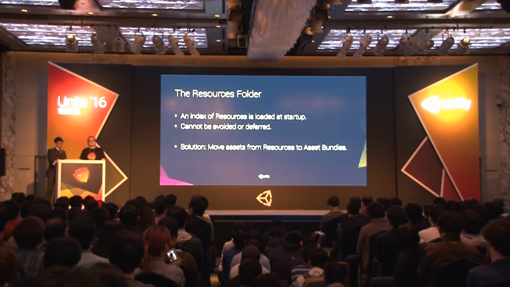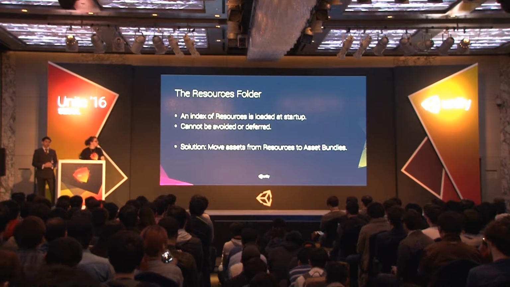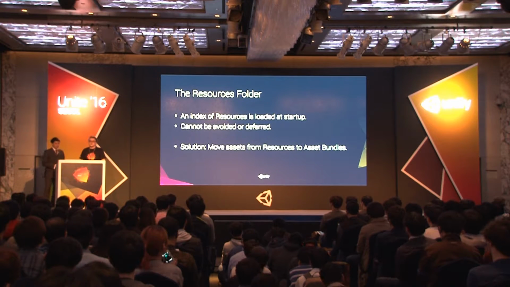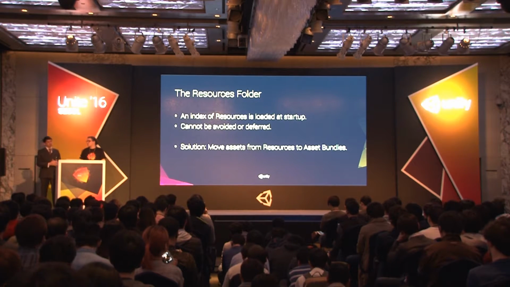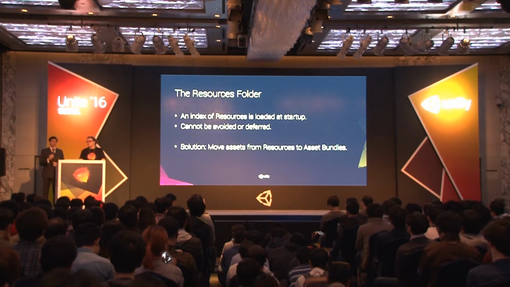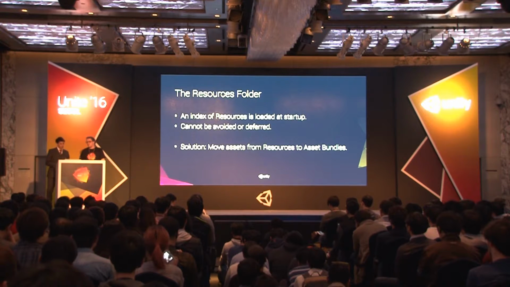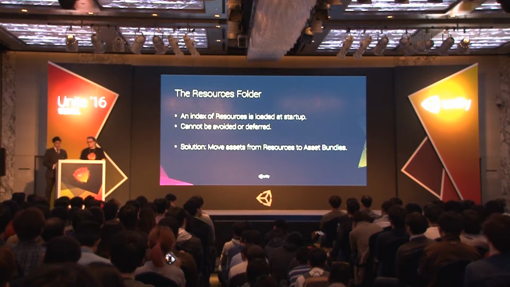Now that index grows as the number of files inside your resources folder grows. So if you have thousands of files in your resources folder, simply loading that index can take hundreds of milliseconds on a slow device. On a really slow Android device, if you have tens of thousands of objects in your resources folder, I have seen it take upwards of 10 seconds just to transfer this index. The only way to fix this problem is to move assets to asset bundles.